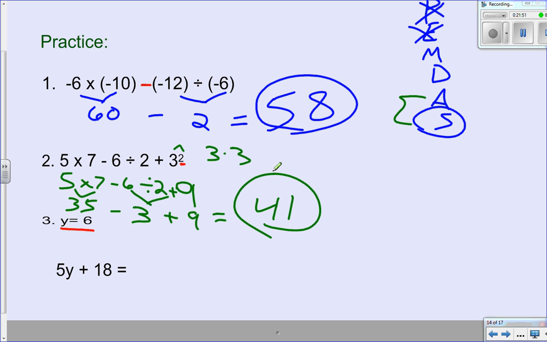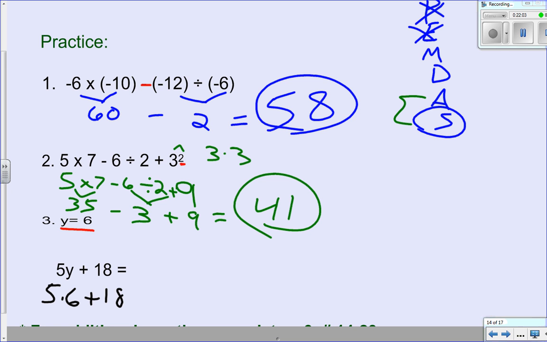Finally, I insert 6 for y. I have 5, 6. Remember, if there's no sign in between, that is multiplication, plus 18. My multiplication comes before my addition. So 5 times 6 is 30. And then I have 30 plus 18. My answer is 48.